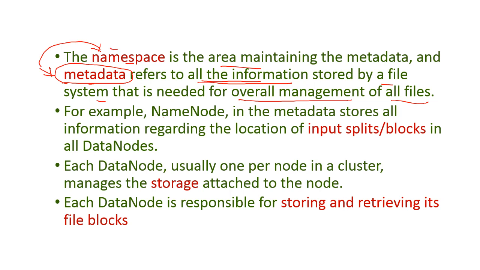For example, the name node's metadata stores all information regarding the location of input splits or blocks. A very huge file will be divided into a number of blocks and those blocks will be stored in data nodes. Each data node, usually one per node in a cluster, manages the storage attached to that particular node, and each data node is responsible for storing and retrieving its files, that is file blocks.